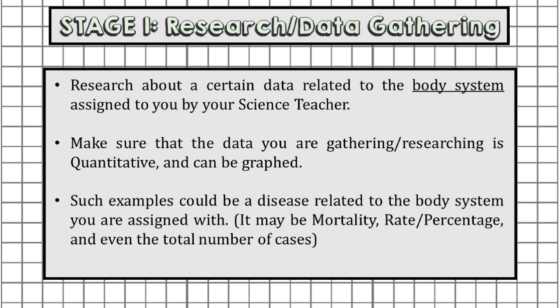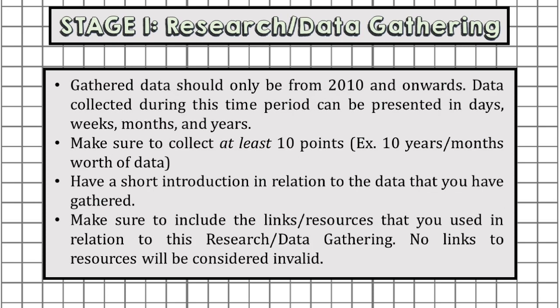I would like to repeat, your data has to be quantitative, because without that, you're not going to be able to graph it on the rectangular coordinate system. That's why I would like to repeat, it has to be quantitative. And I'm giving here examples of what kind of quantitative data you should research. Again, it should be related to your body system also. And the gathered data should only be from 2010 and onwards.